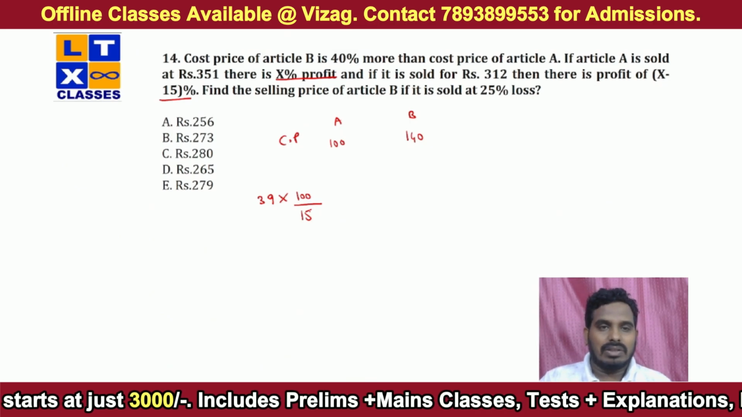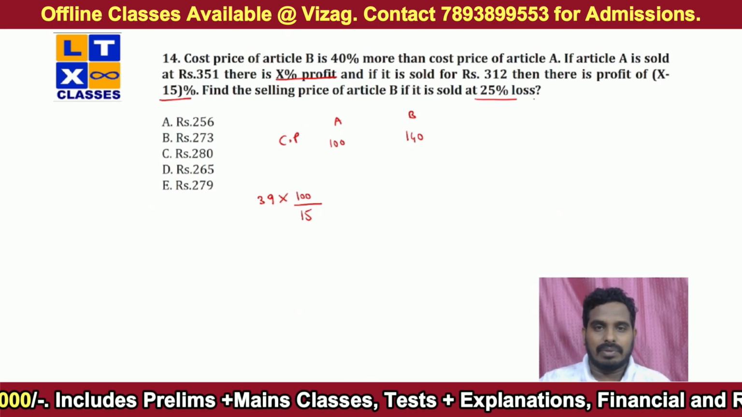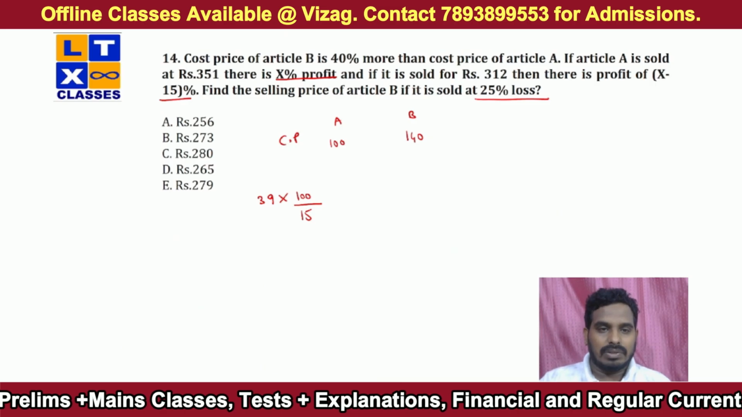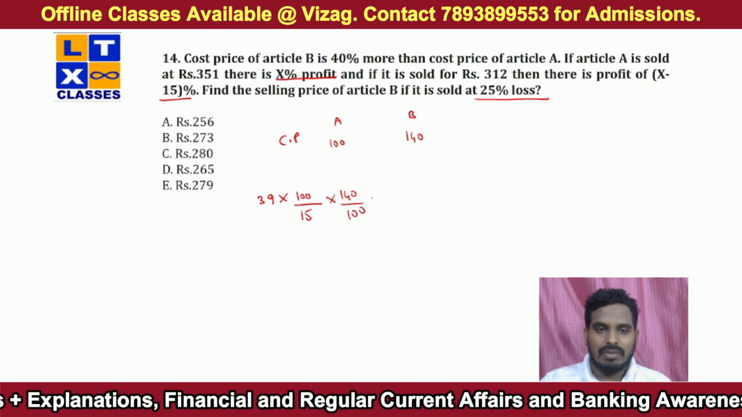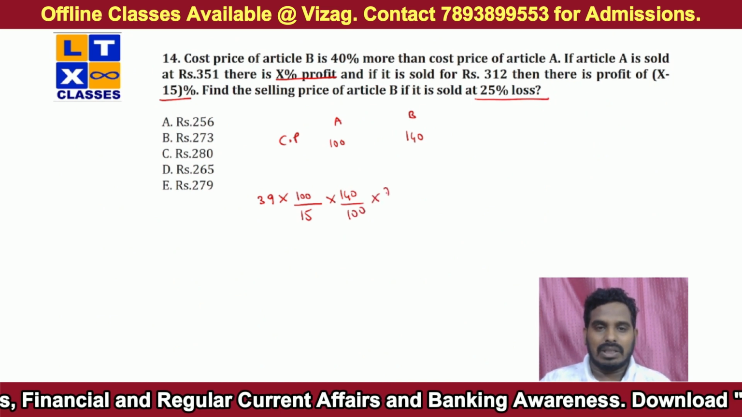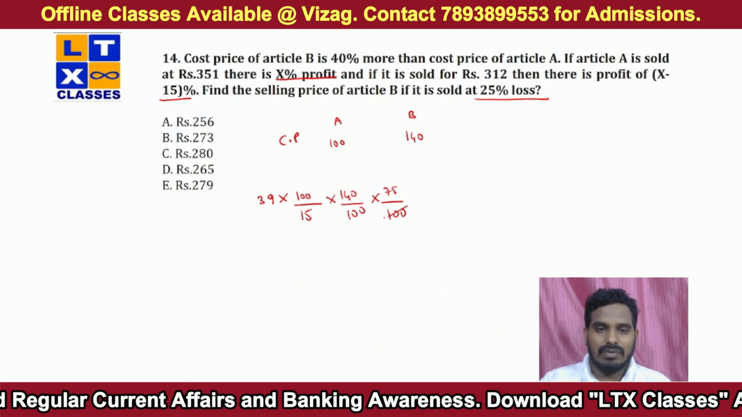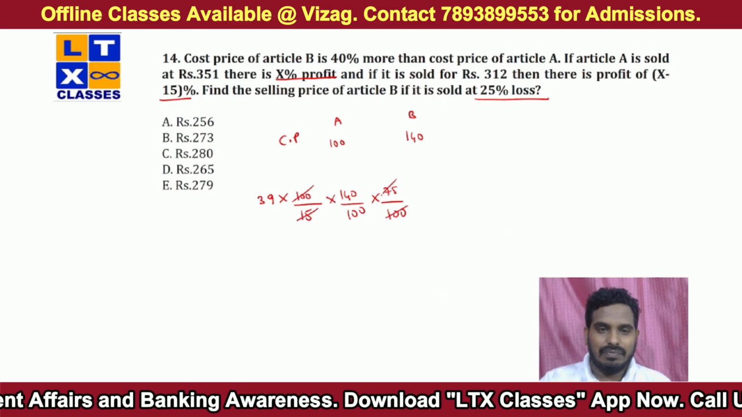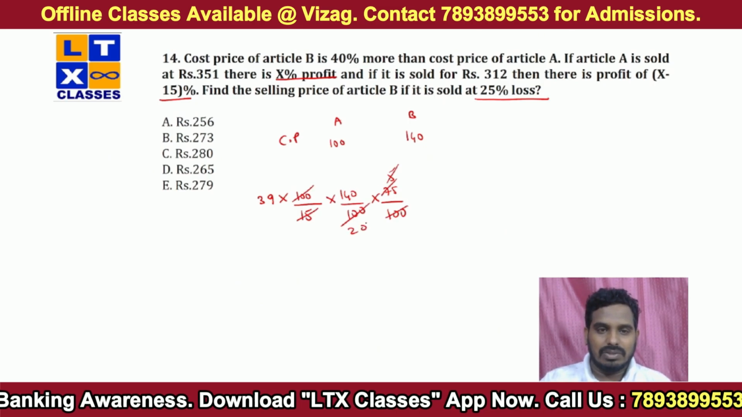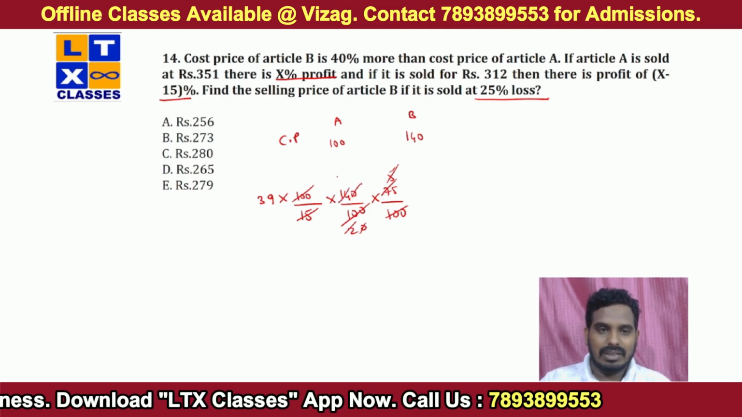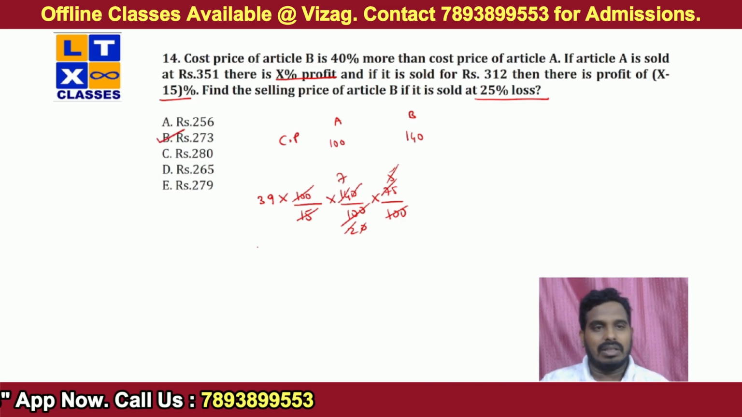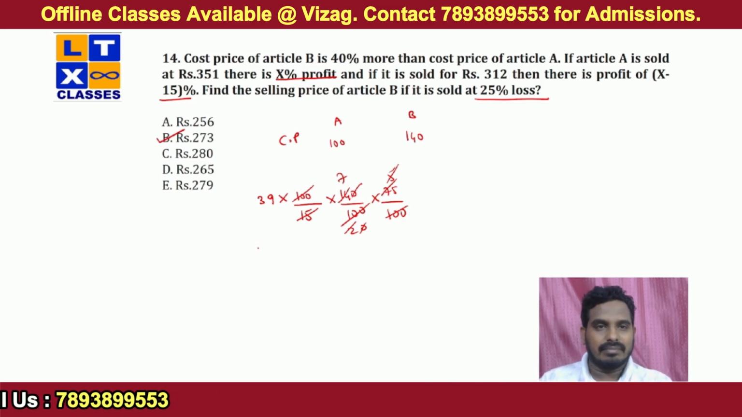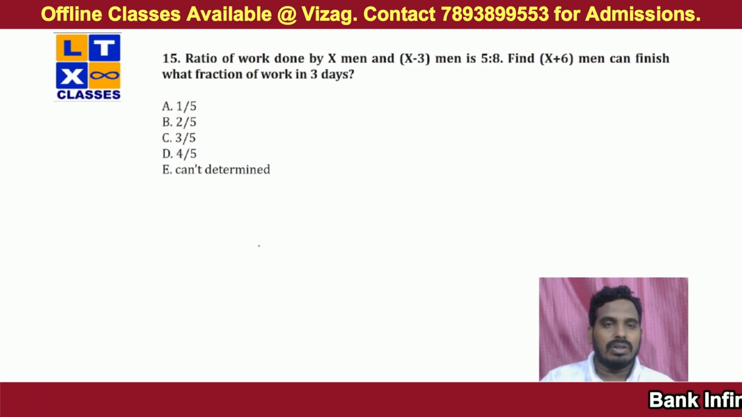Now, you're asked to calculate the selling price if it is sold at 25% loss. Okay. This is the cost price of A. Now, from this, I'll calculate the cost price of B, which is 140 by 100. Now, from this, I will find the selling price, which is 75 by 100. 100 gets cancelled. 15 fives, 5 twenties. So, this is 7. Now, 7 into 39, 63. My answer would end with 3. So, 273 is my answer. 273 is my answer. Now, moving on to the next one.